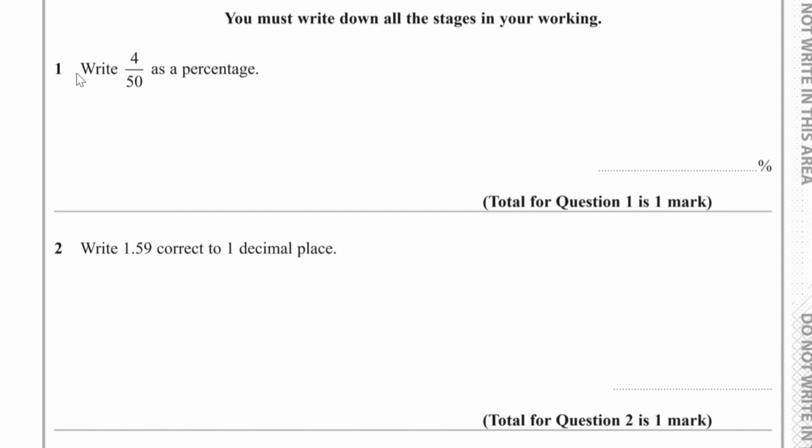So, if we have 4 out of 50, to convert this into a percentage, we want the denominator to be 100. And you can see, if I multiply the bottom by 2, I would also have to multiply the top by 2, leaving me with 8/100. This is equivalent to 8%.